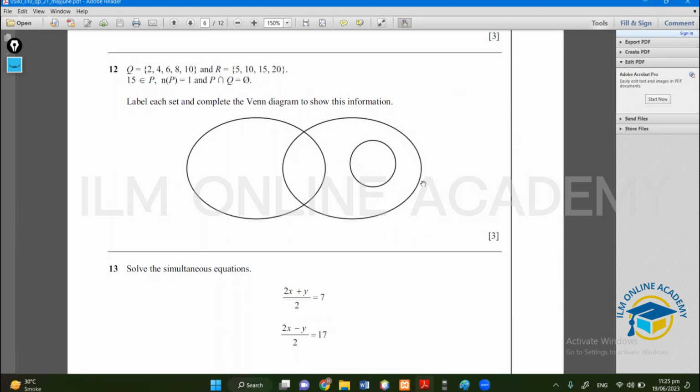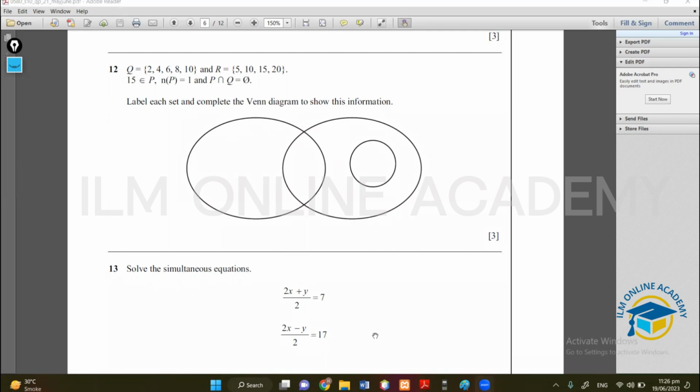It means there is nothing common between P and Q because P only has 15. It means P is a subset of R because the element 15 is in the set R, and P only has one element which is 15. So we basically have to show this whole information in the Venn diagram. Let's consider that this set is Q, this set is R, and this set is P, because I have already said that P is a subset of R.